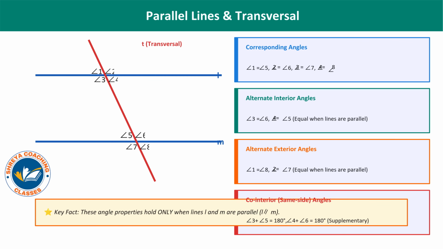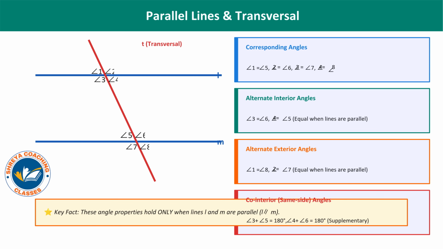The first relationship is corresponding angles. Corresponding angles are always equal. The second relationship is alternate interior angles. These angles lie inside the parallel lines on opposite sides of the transversal. They are also equal. Next are alternate exterior angles. These lie outside the parallel lines on opposite sides of the transversal. Again, these are equal. Finally, we have co-interior angles, also called same-side interior angles.